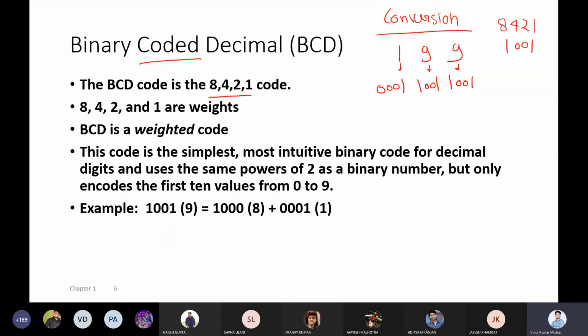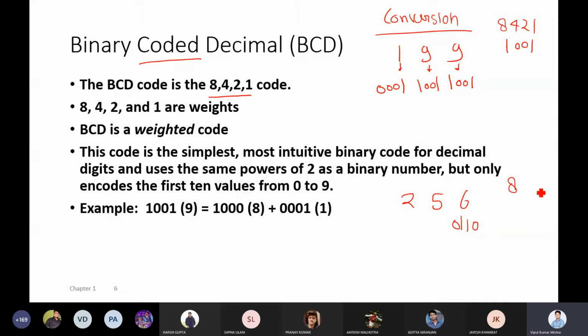Any doubt on how to make the BCD code? For example, let me take another example. Suppose you are saying 256. What will be the BCD code for 256? Can one person please speak up? What will it be for 6? Anyone? So 110. It's always in 4 bit. So it will be 0110, always in 4 bit.